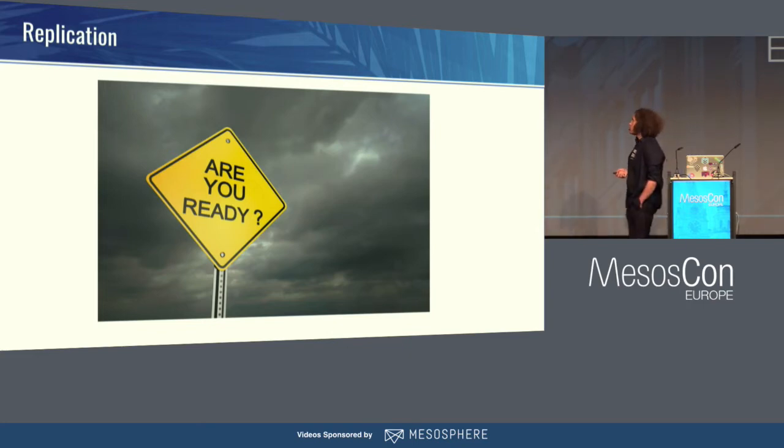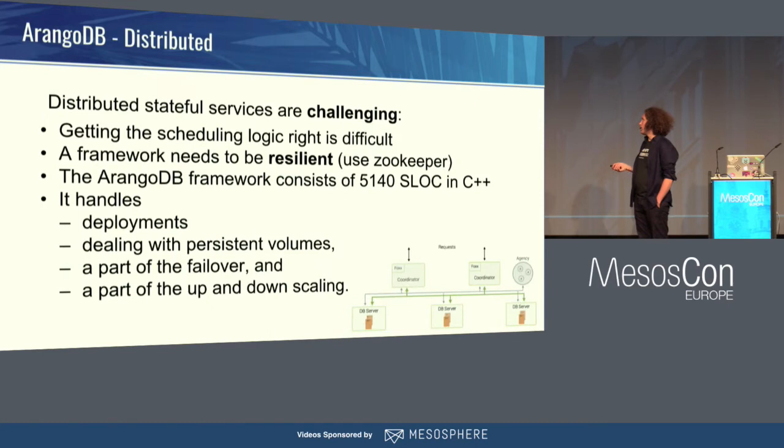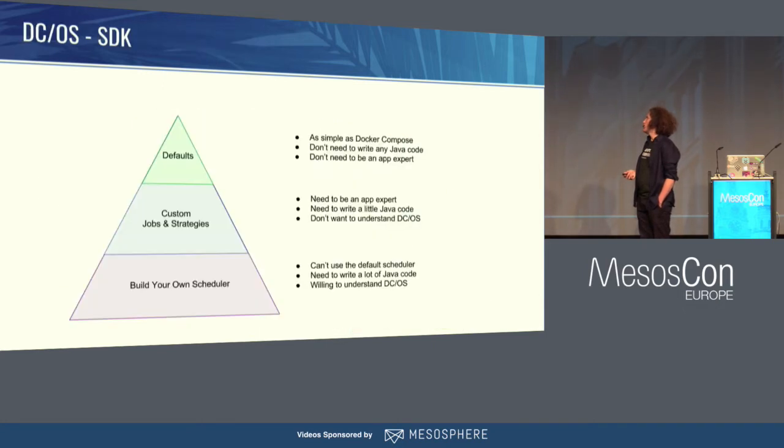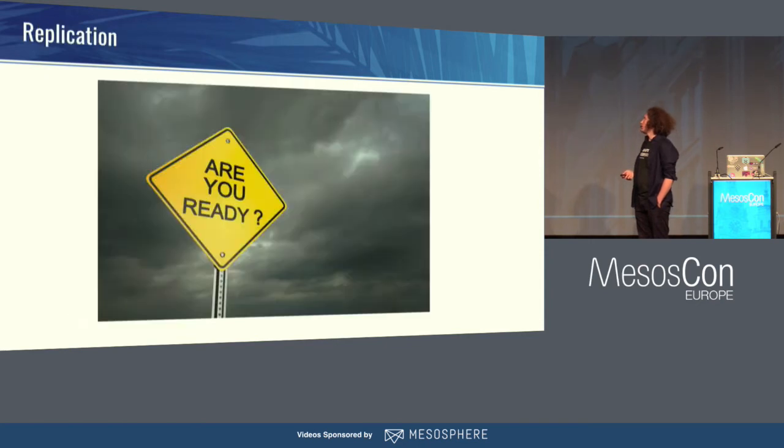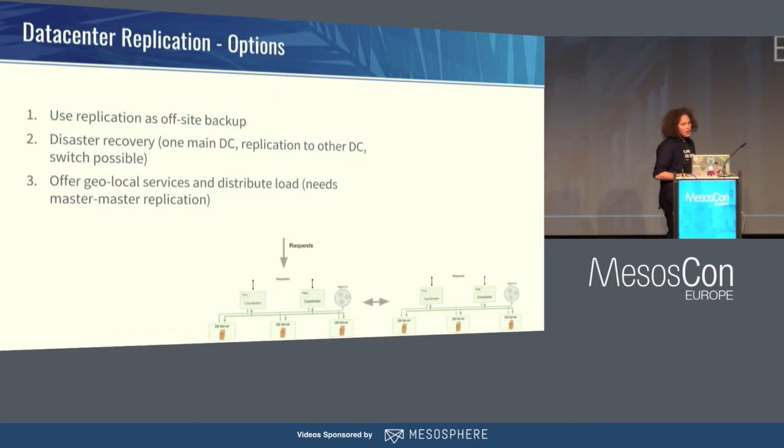Replication. So even though we support failover by having persistent volumes, by being able to shut down an individual database server here, this still will fail if an entire data center is failing. So a common problem is, how can we actually replicate data across two data centers? And so we have different options for that.